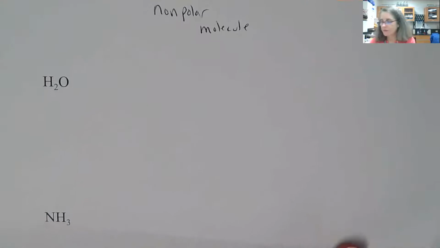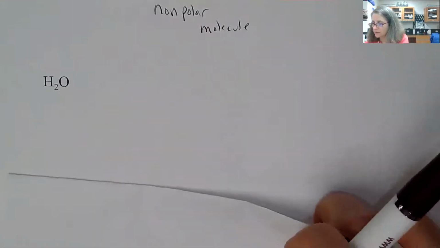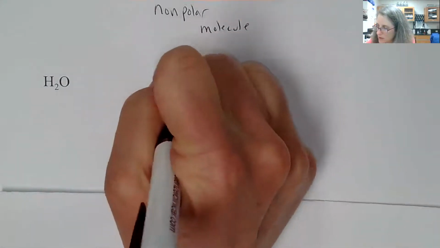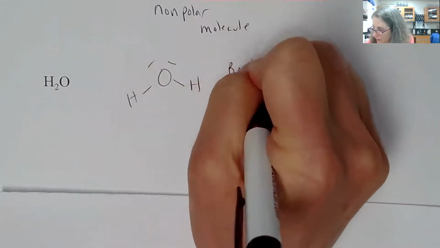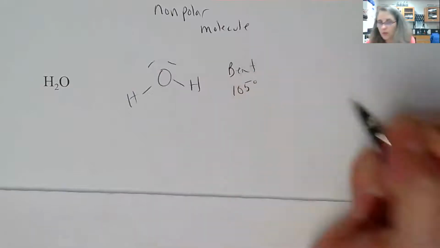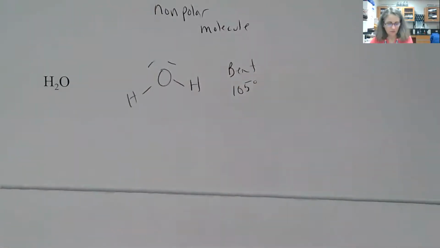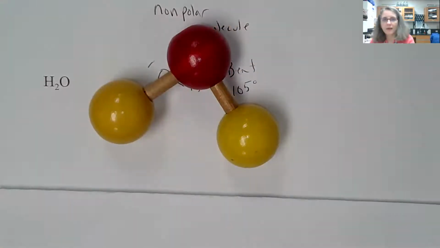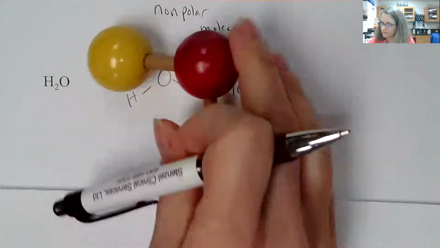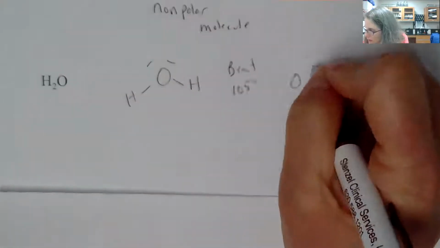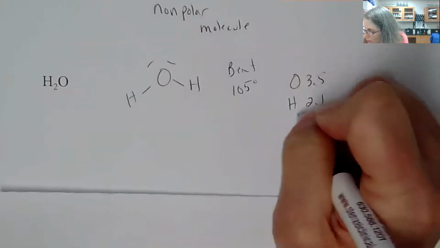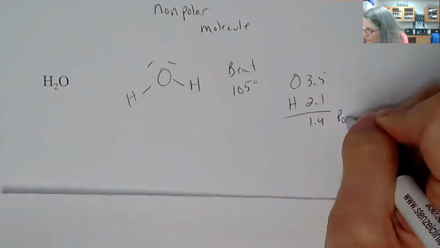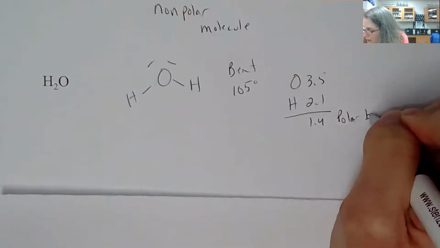All right, so let's look at our friend water here. Water is what we call a bend shape, about a 104.5 degree angle. So here is my water molecule. When I look up oxygen, it has a 3.5. My hydrogen is 2.1, so I have 1.4. So I have a polar bond in this molecule.